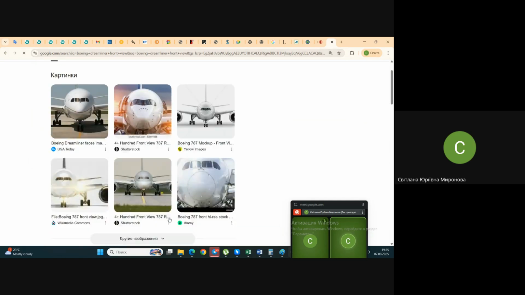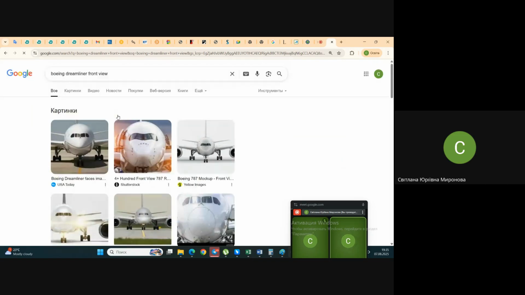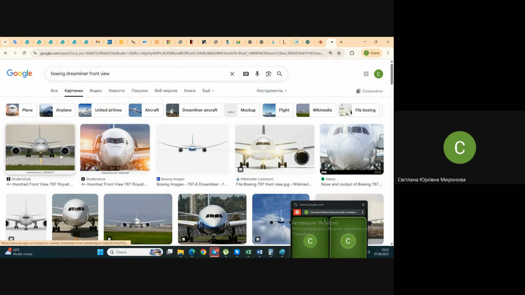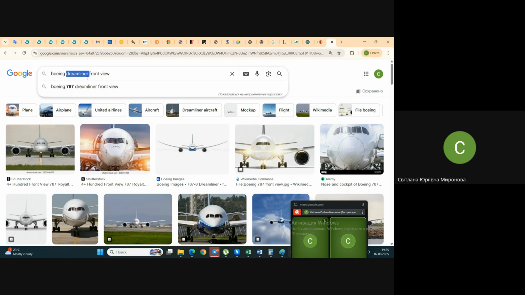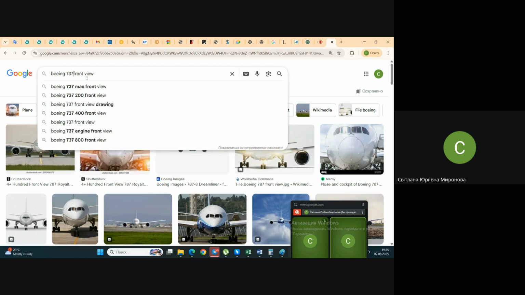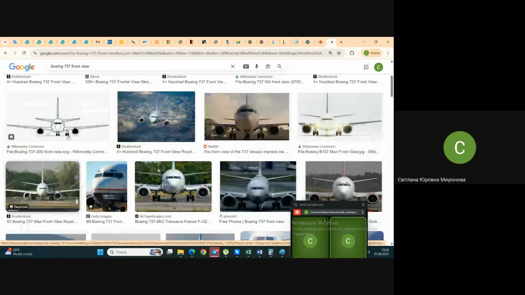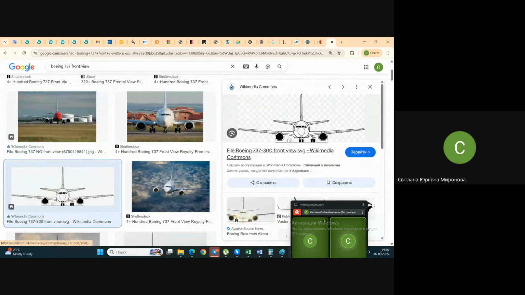Not Dreamliner, Dreamliner not. No, here is a cylindrical one. 737. Oh, yes, 737. Look into this honest face.